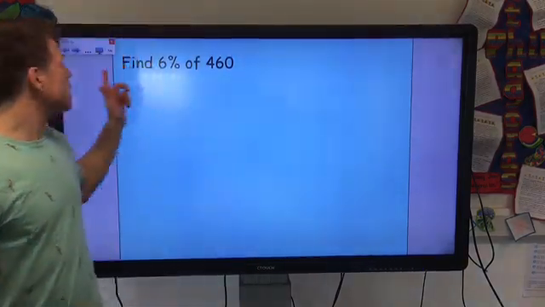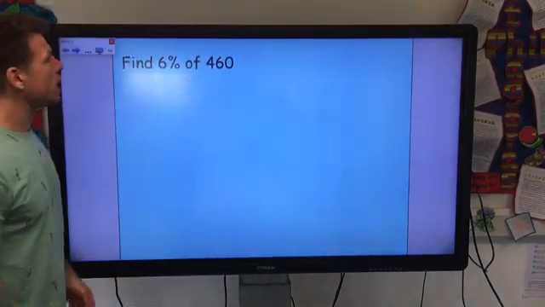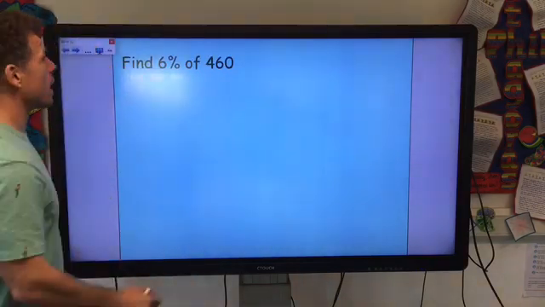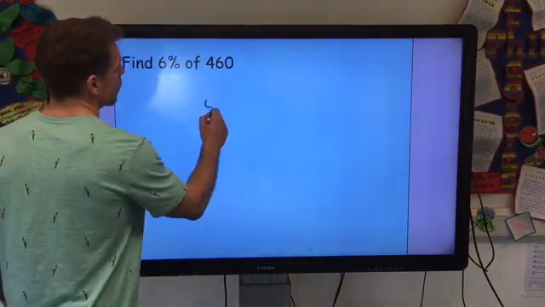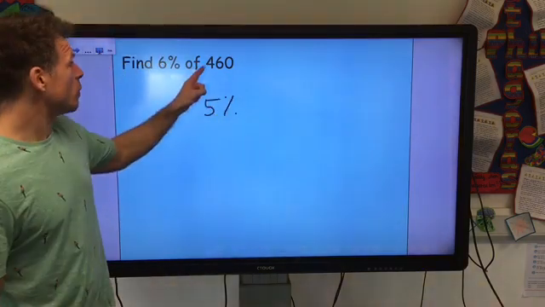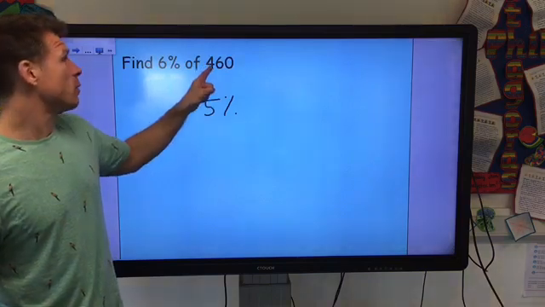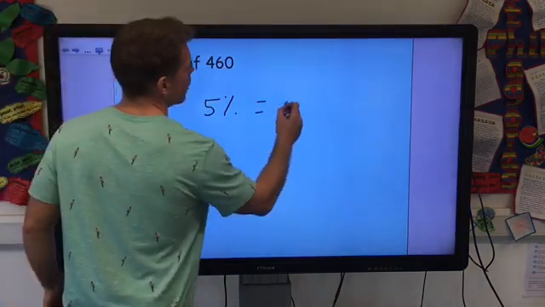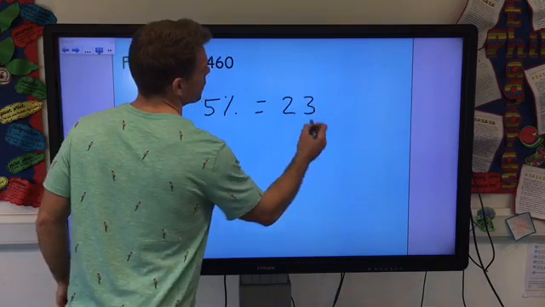Okay, so last one before you guys are going to have a stab at this on your own. I'm going to find 6% of 460. So I'm going to find 5%, I'm going to find 1%, and I'm going to add it together. For 5%, I've got to find 10% first, which I'm going to do in my head. I'm going to do 460 divided by 10, which makes 46. Then I'm going to half it to make 23. So I know that 5% is 23.